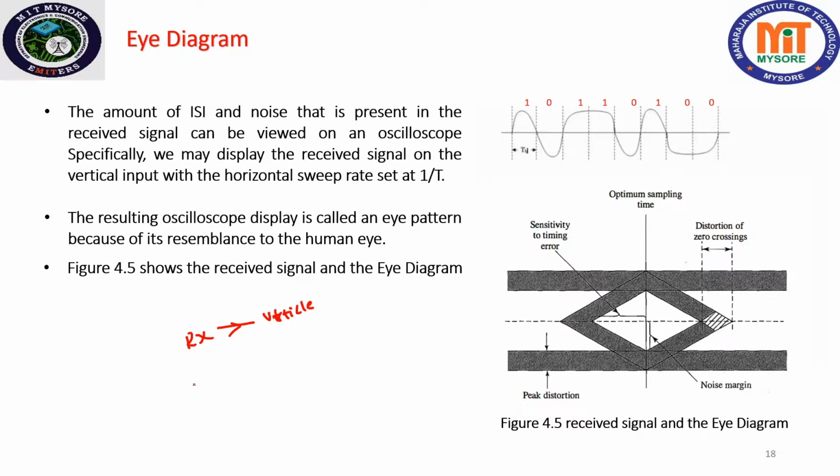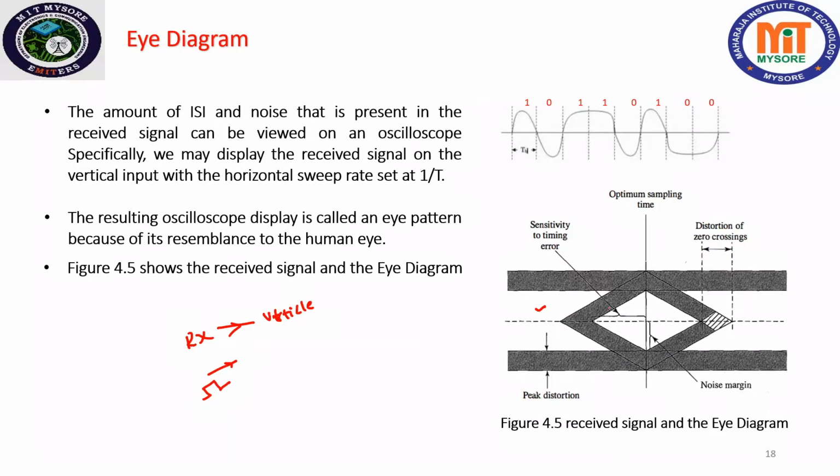the sweep rate will be set to horizontal sweep. Sweep rate means the reference clock. So using these two inputs, we can generate the eye pattern or eye diagram, which is shown in this figure.